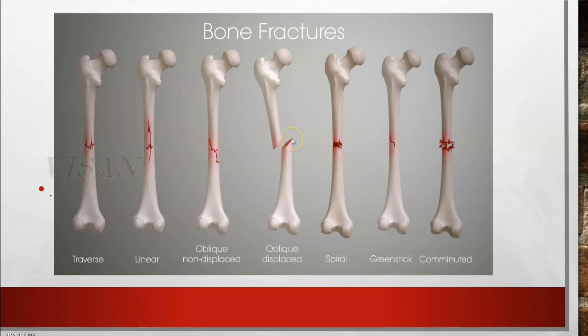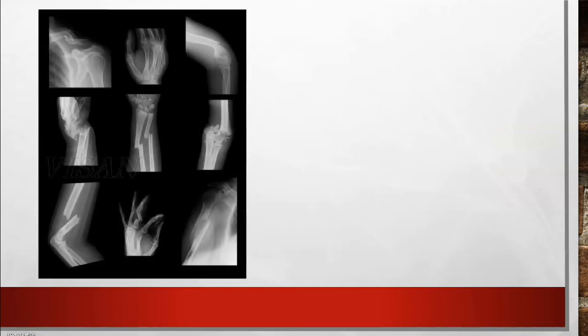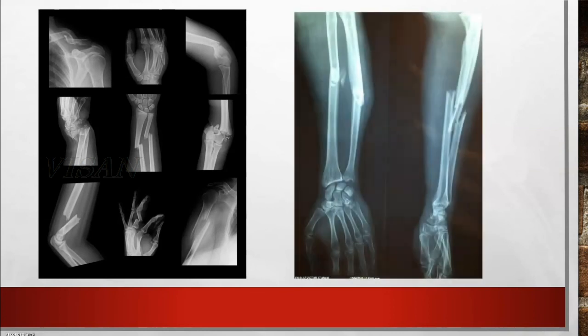And if the fracture has happened and the bone is moved from its position, this is called a displaced fracture. And if the bone is broken into pieces, we call it a compound or comminuted fracture. For the fracture of bones, basically we can see through the radiograph. Here we can see many radiograph pictures which show the fracture of the bones, and here we can see the displaced bones also.